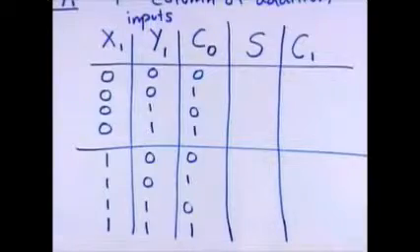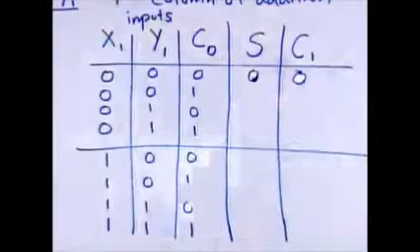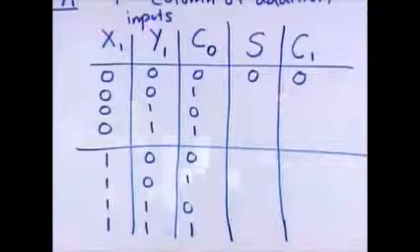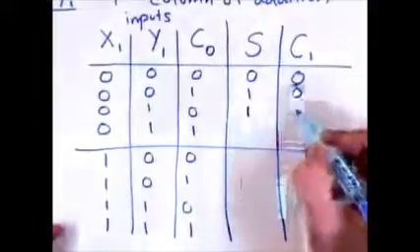So in the first case, I have all zeros. That's easy. I know that adds up to 0, and I don't have to carry anything either. If I have just a single 1, as in the second and third rows, then I know my sum bit's going to be a 1, and I carry a 0 in both of those cases.